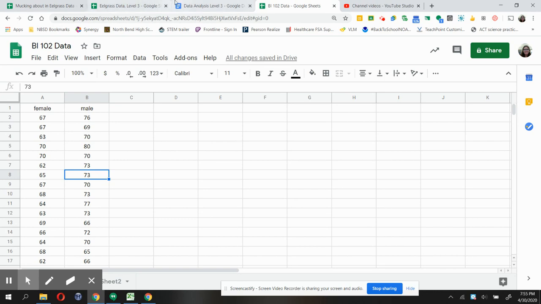So here I have the heights in centimeters of students in my class. I have the female students and the male students, and I want to know if there is a statistically significant difference in height between the two samples.